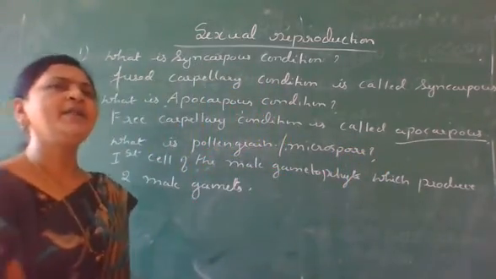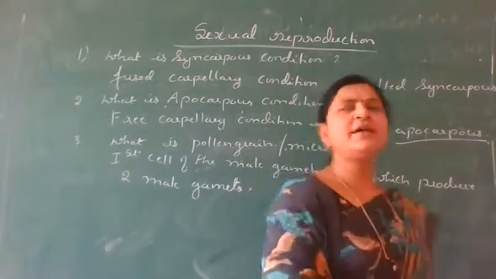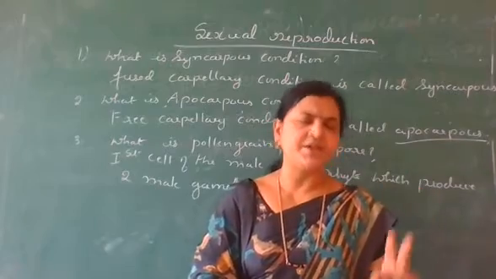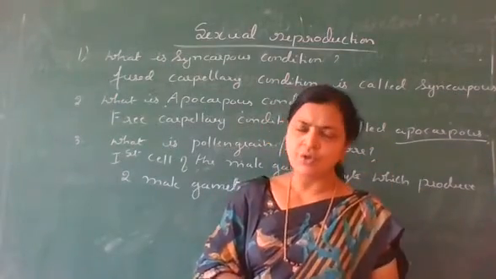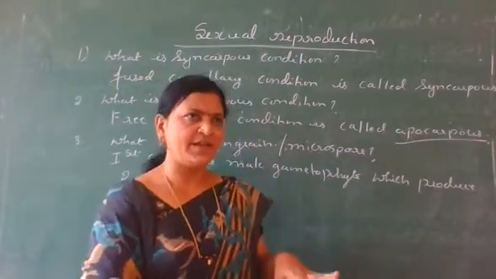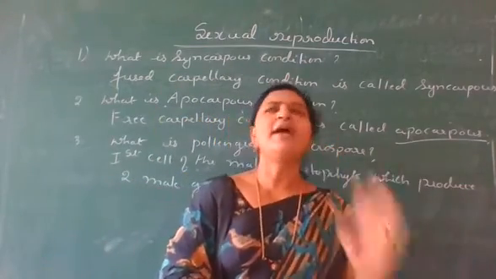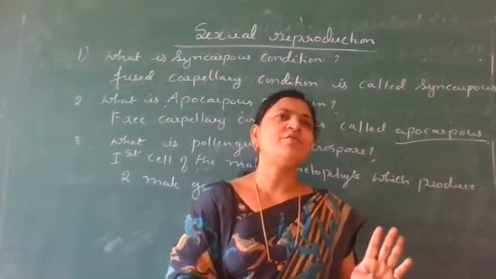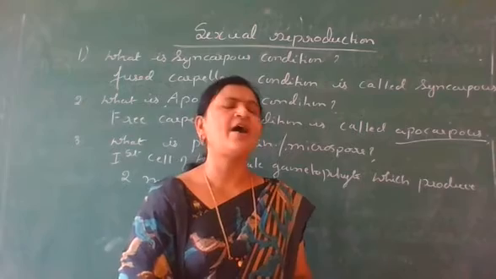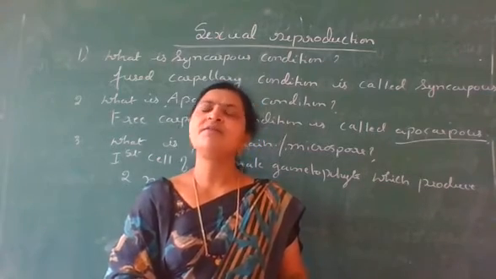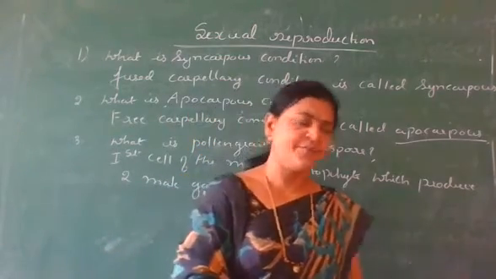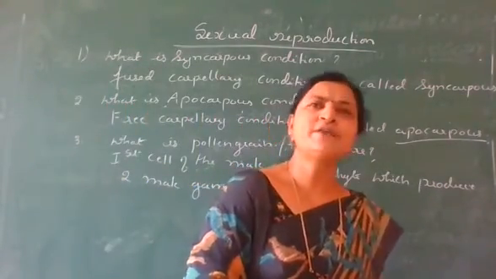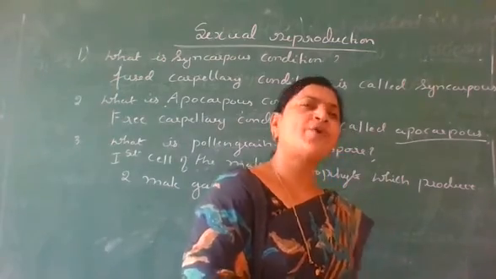Now in a typical anther, what is the meaning of typical anther? That is dithecous condition. When the anther is two-lobed, that is called dithecous, that is a typical anther. The typical anther always consists of 4 microsporangia, that is called tetrasporangiate condition.